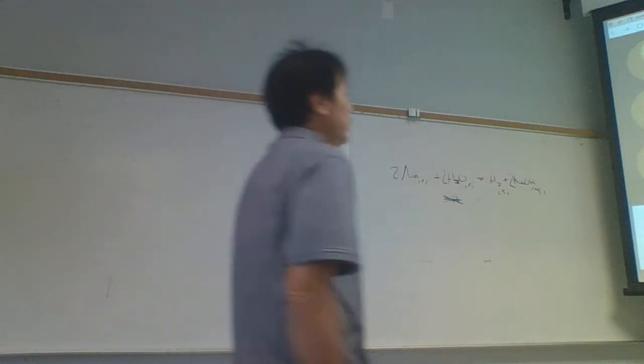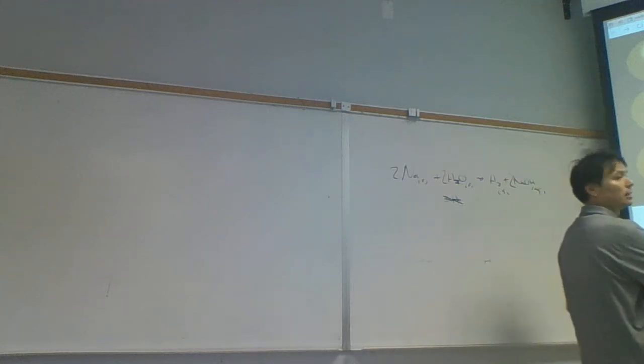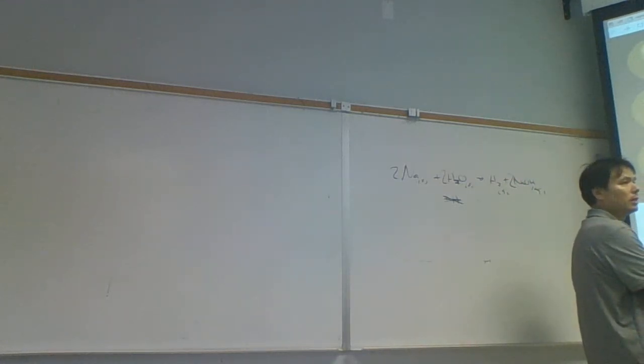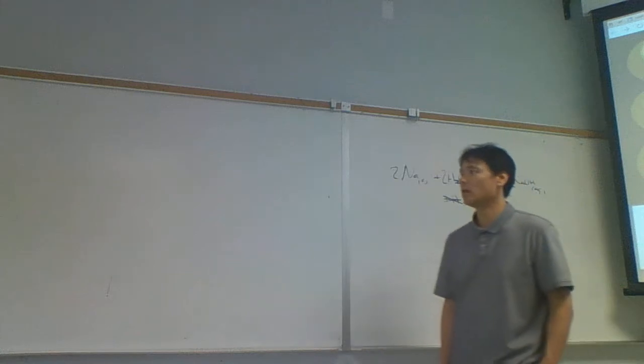This is a lattice of sodium atoms here. And this is called a metallic lattice. This is made of metal atoms. This is what we visualize here.